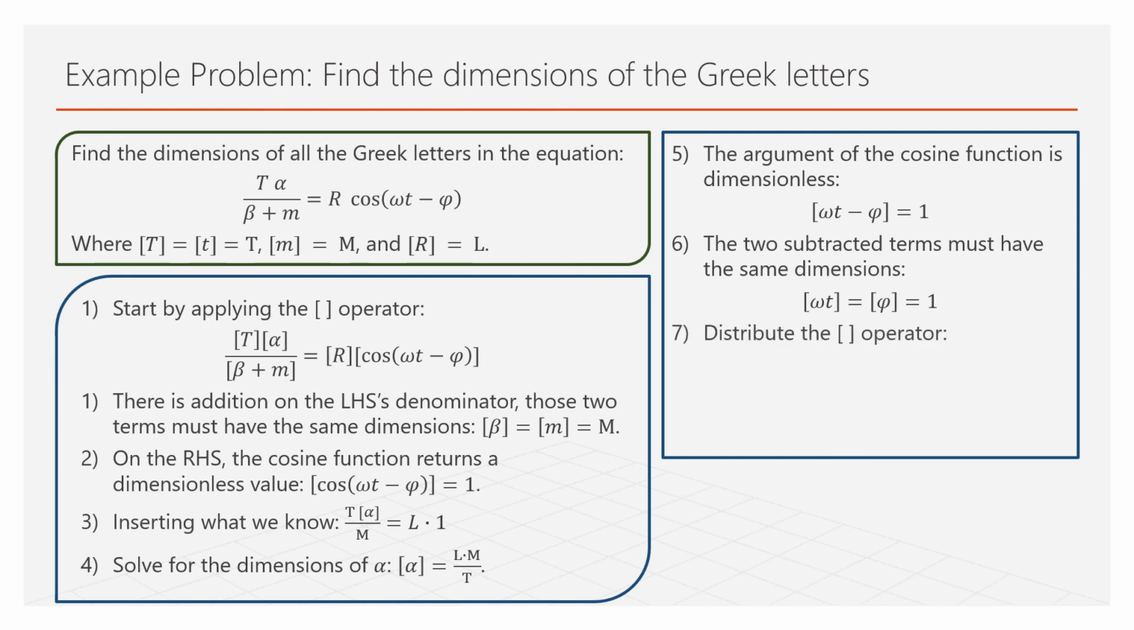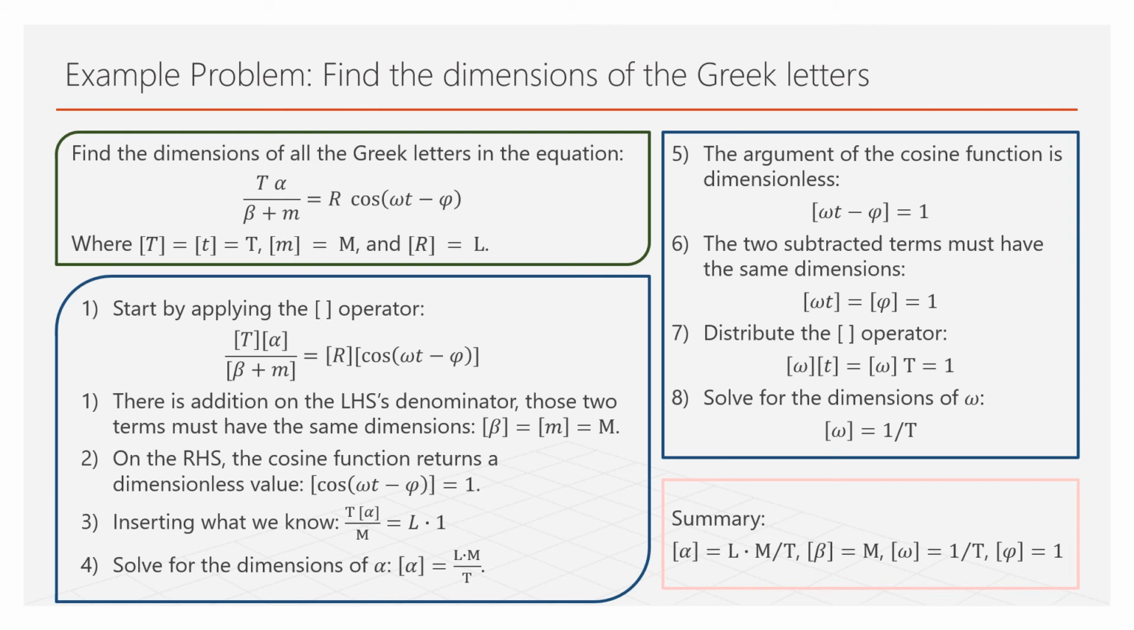We can then distribute the square bracket operator on omega t, and we get that the dimensions of omega times the dimensions of t, which is equal to the dimensions of omega times time, is equal to 1. Then we solve for the dimensions of omega, and we get that the dimensions of omega equals 1 over time.